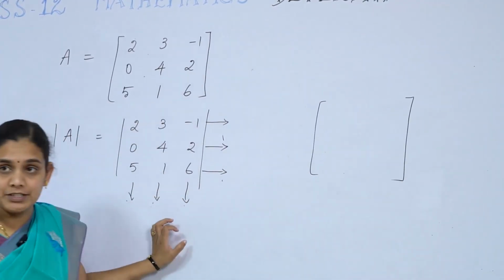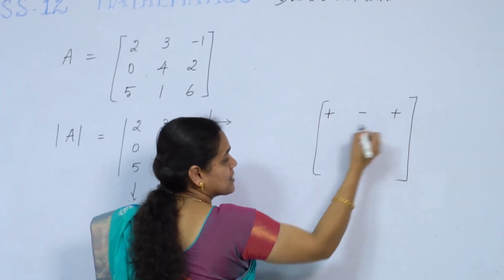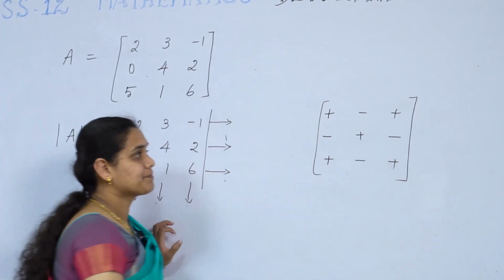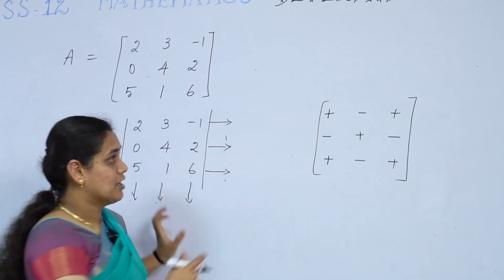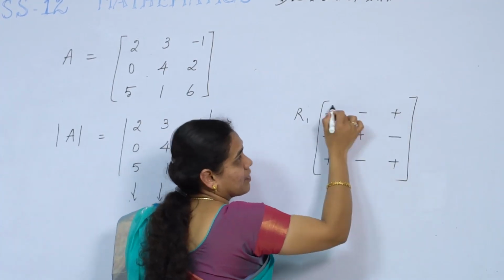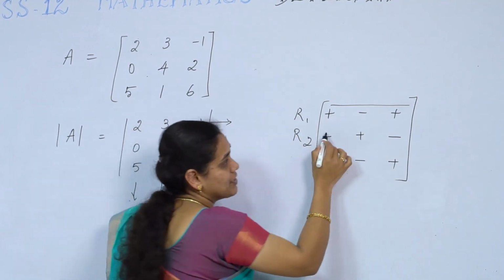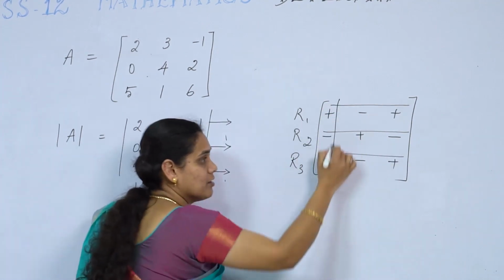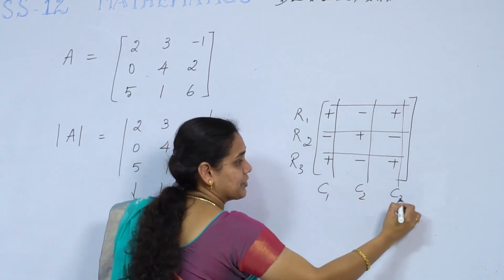If I tell you mathematically, it will confuse you, so I will just tell you in short. Plus, minus, plus, minus, plus, minus, plus, minus, plus. We have to remember these signs for evaluating determinants. When we are evaluating along row 1, we take these signs. When evaluating along R2, we take these signs, and for R3 these signs. For C1, we use these signs, this one for C2, and this is for C3.